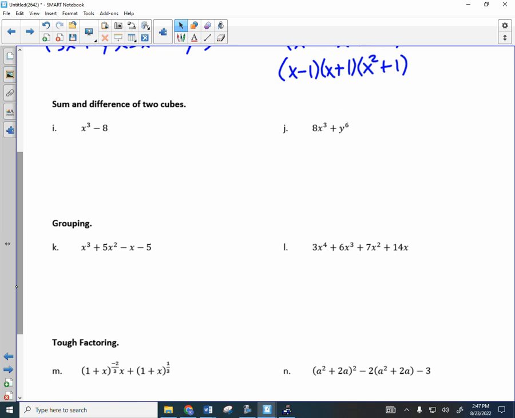Here's what we have. I'm going to put it right over here. And here's how it goes. If I have a cubed minus b cubed, here's how it factors. It factors to a binomial and a trinomial. So 2 parts and 3 parts.